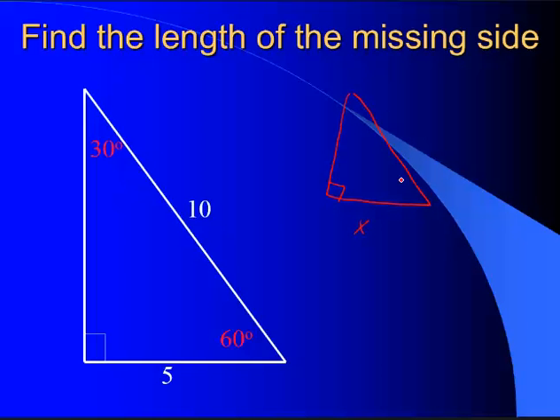Short leg, hypotenuse is twice that, long leg is square root 3 times that. So what is square root 3 times 5? Just 5 square root 3. Follow the pattern. X is 5. These are in the same position.